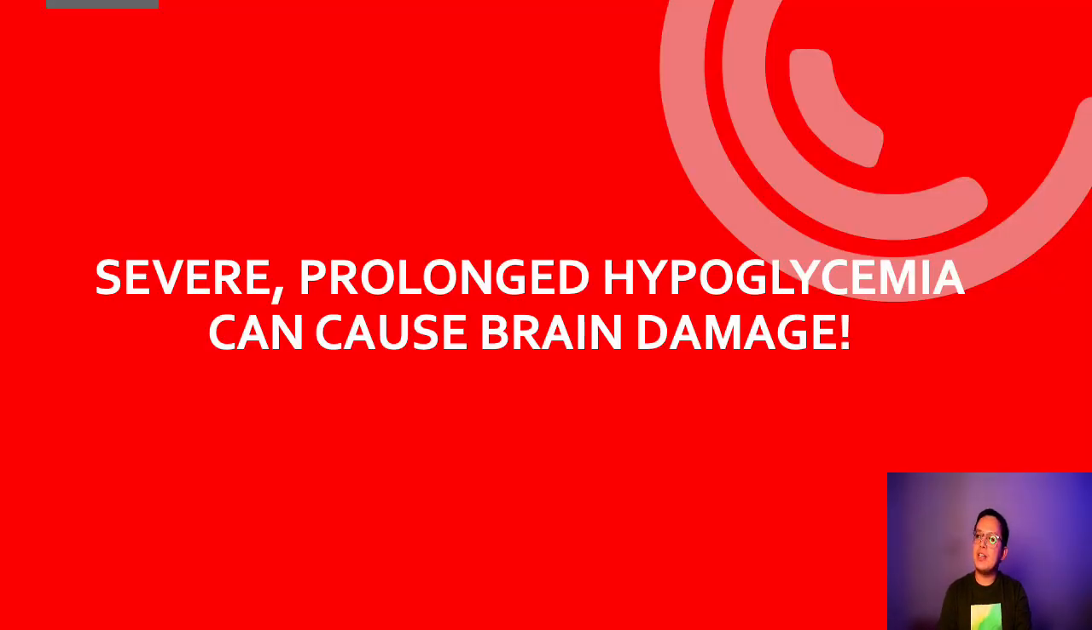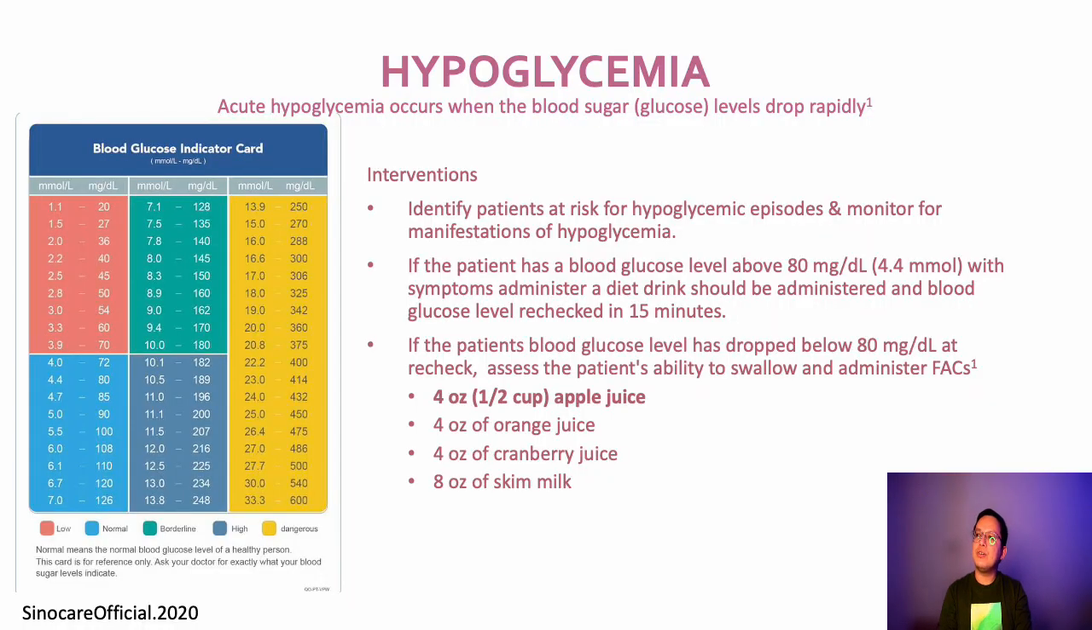Sorry. So next is severe or prolonged hypoglycemia can cause brain damage. So you have to make sure nga imo hatagan og immediate attention ang mga pasyente nga naay hypoglycemia. Okay? So interventions: identify patients at risk for hypoglycemic episodes and monitor for manifestation of hypoglycemia.